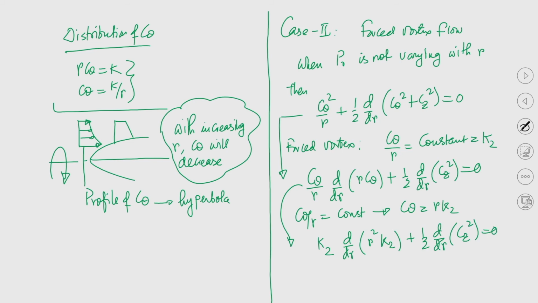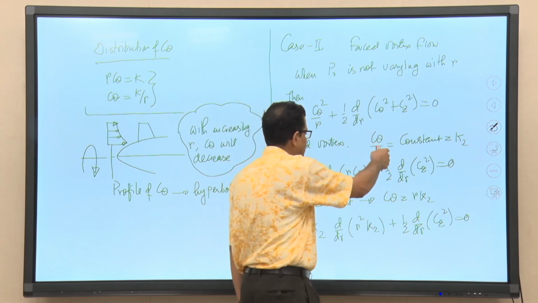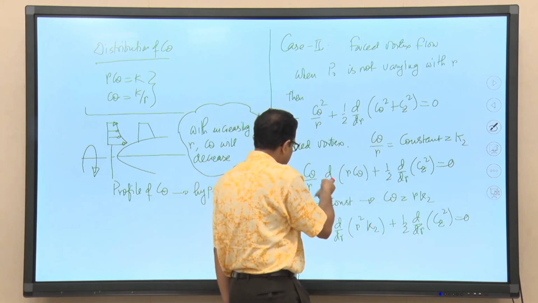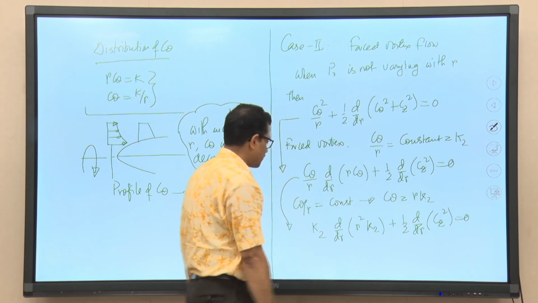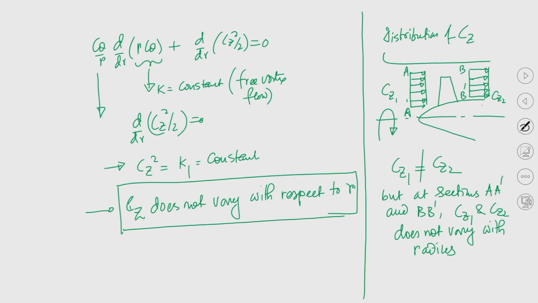If we go to the next slide, this is the equation I can write, a very simple equation. I have used this relationship and tried to write this equation in this form. So, this is very straightforward. Now, if we go to the next slide, we can write k 2 into d dr of r square k 2 plus half d dr of C z square equal to 0. So, this is the equation that we can write.